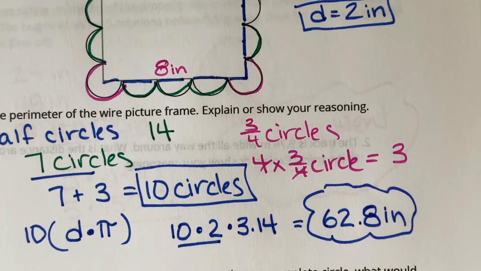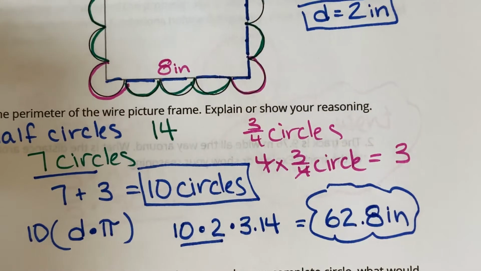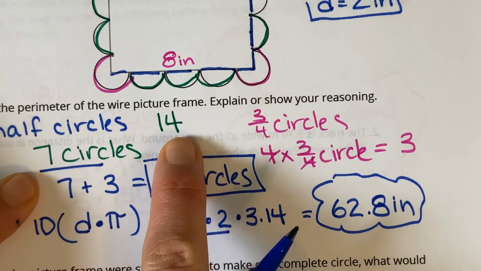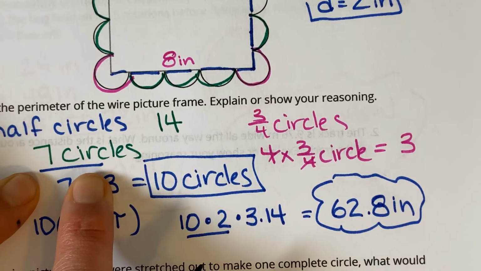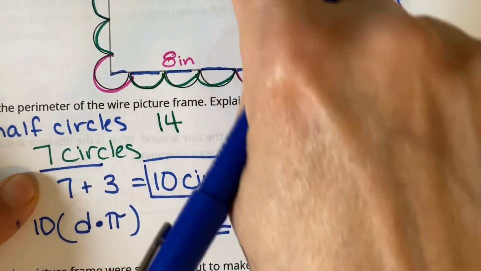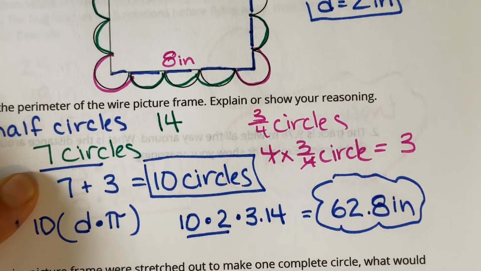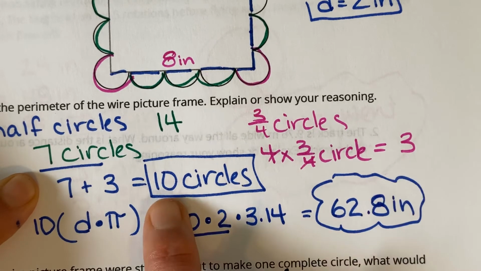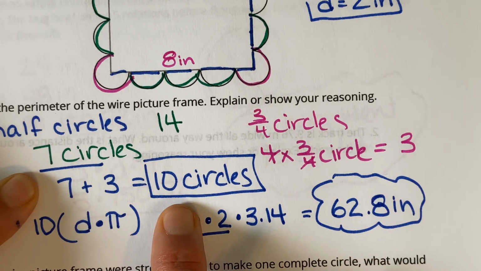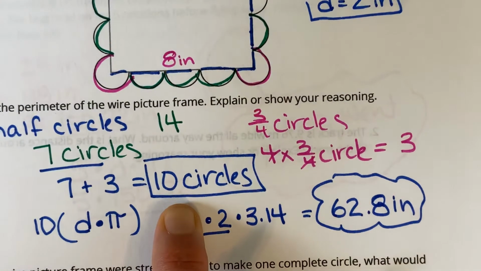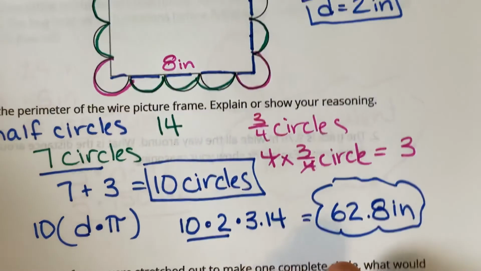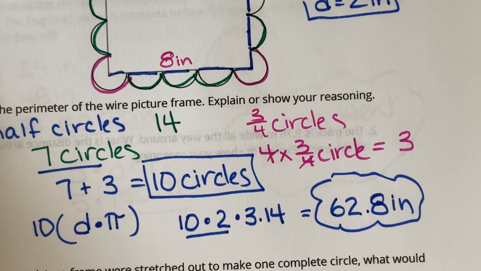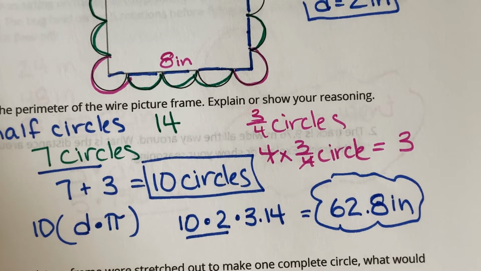Okay, so what I did, just going back, is first I counted my half circles just because it was easier. Then I converted it into whole circles. If there's 14 half circles, that means there's 7 whole circles. Then I said, okay, 1, 2, 3, 4 3/4 circles. 4 times 3/4 is 3. That gave me a total of 10 whole circles. Then I just got to find the circumference of that. So I did 10 circles times diameter times pi, and I got 62.8.